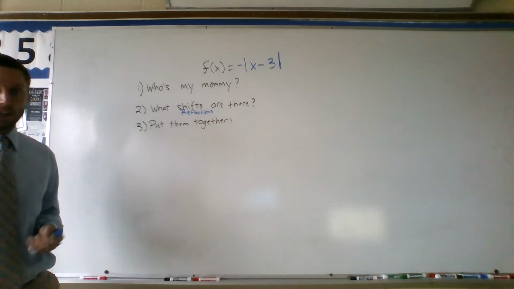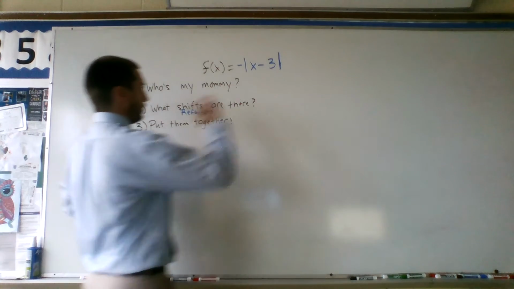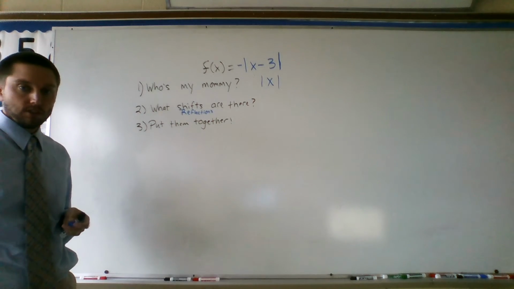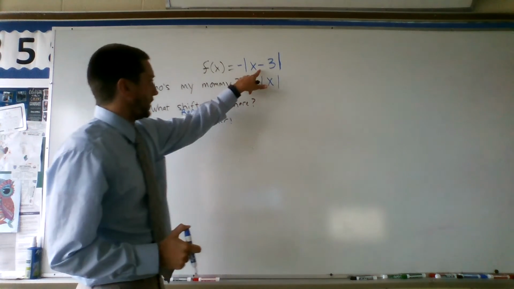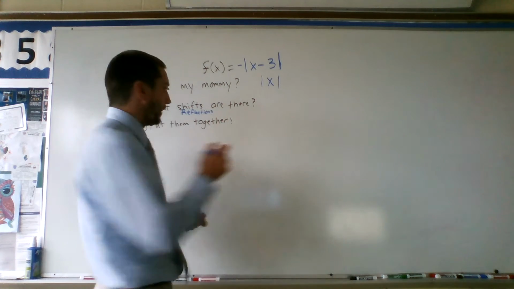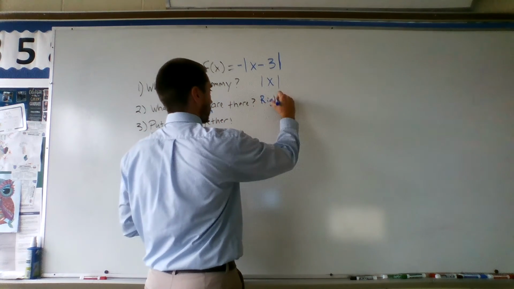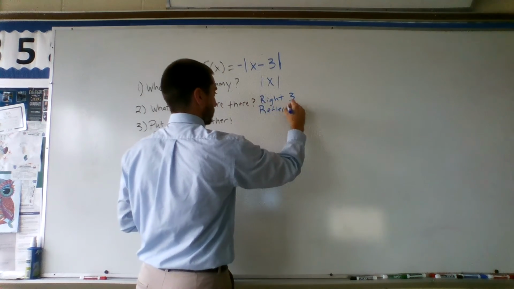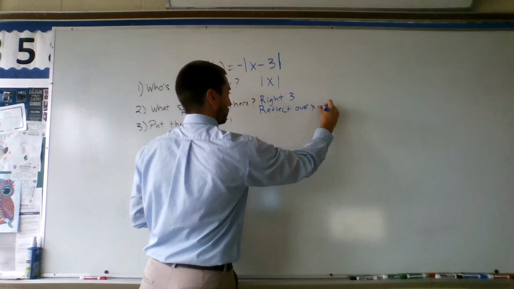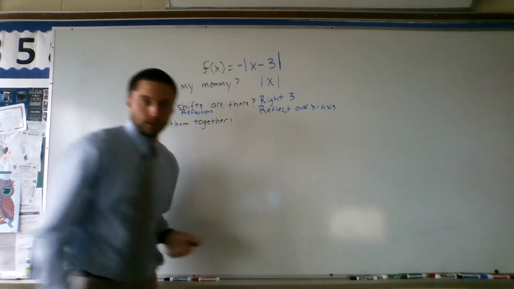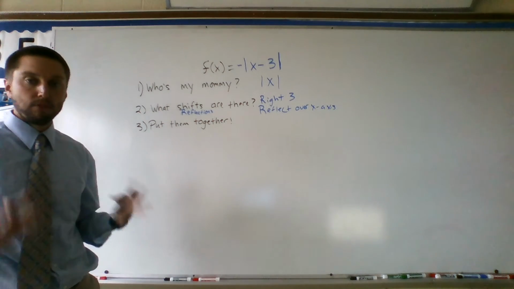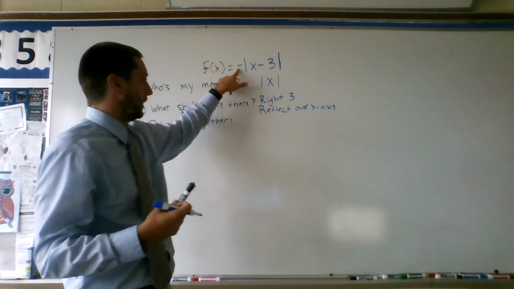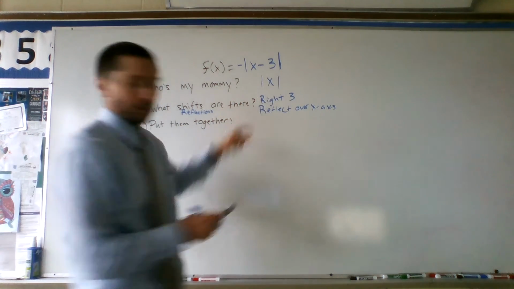Okay, next one. Negative absolute value of x minus 3. So who's my parent function? Absolute value of x. What shifts and reflections do I see? Well, I see a minus 3 inside the absolute value, so that's telling me to go right 3. And I see a negative out in front, so that's a reflection over the x-axis. Okay, how do I know the order? Well, if I was going to plug in 4, I would do 4 minus 3 first. So that'd be a shift, and then make a negative. So I'm going to go right 3 and then reflect over the x-axis.